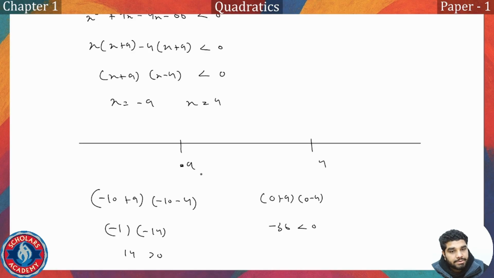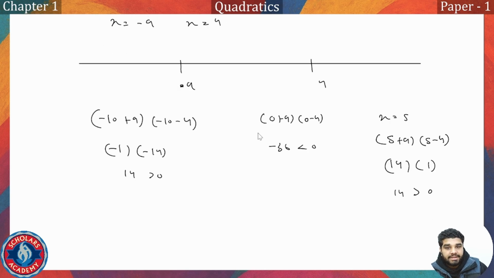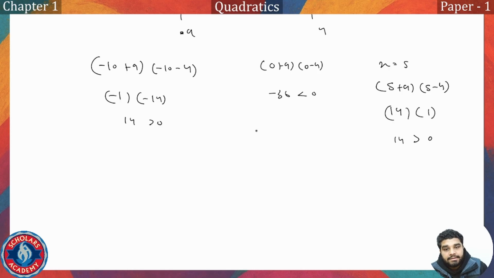And if we check last interval, x is equal to 5 if we take, so 5 plus 9, 5 minus 4. So from here what we get is 14 and plus of 1. So we get 14, which is greater than 0. So we'll not take this interval as well. So for less than 0, the interval that we are getting is negative 9 is less than x is less than 4. So this is the interval. Alright, let's move forward.